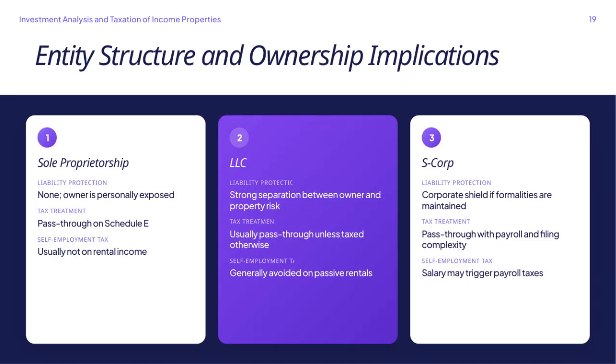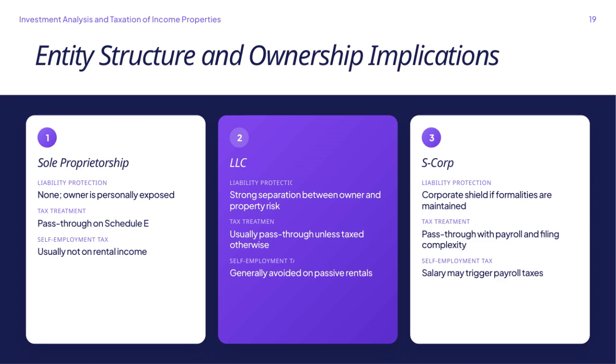Let's review the key differences in entity structures for owning investment properties, focusing on liability protection, tax treatment, and self-employment tax implications. Starting with sole proprietorship, there's no liability protection. That means the owner is personally exposed to any risks associated with the property. On the tax side, income typically passes through directly to the owner's Schedule E, and usually rental income is not subject to self-employment tax.